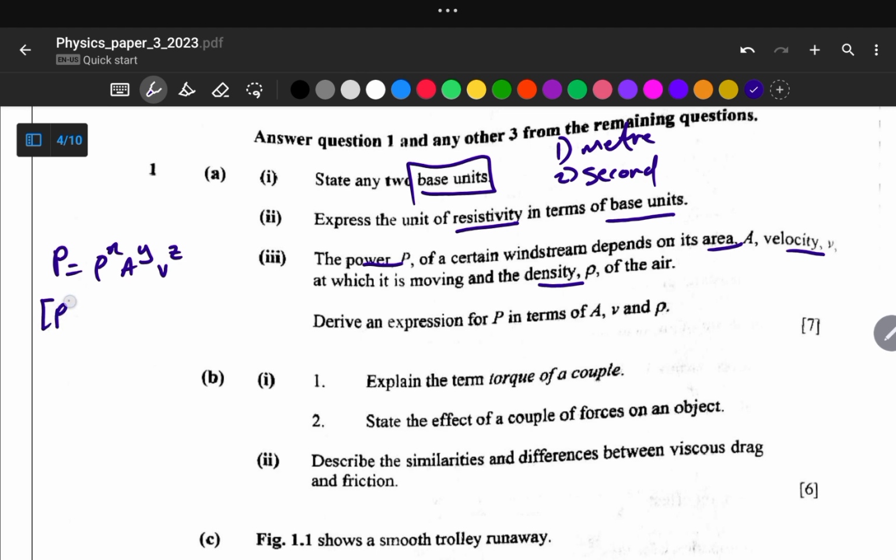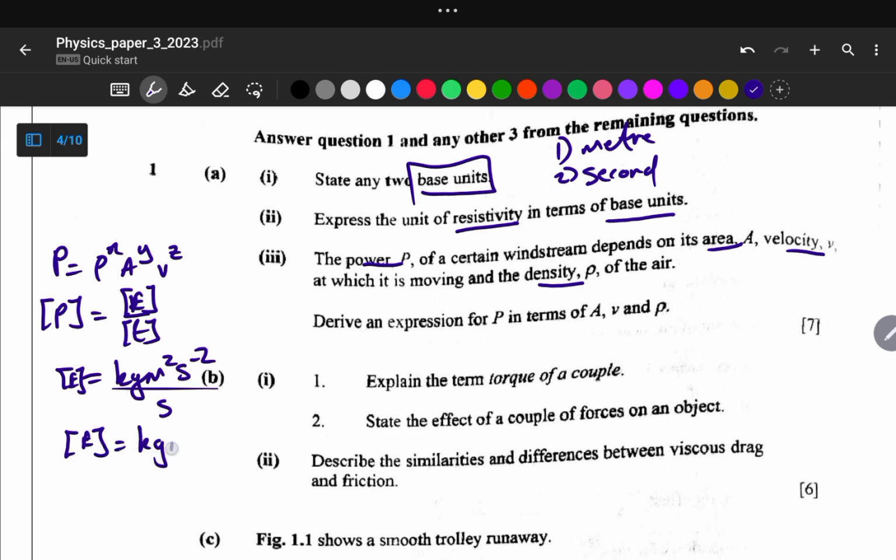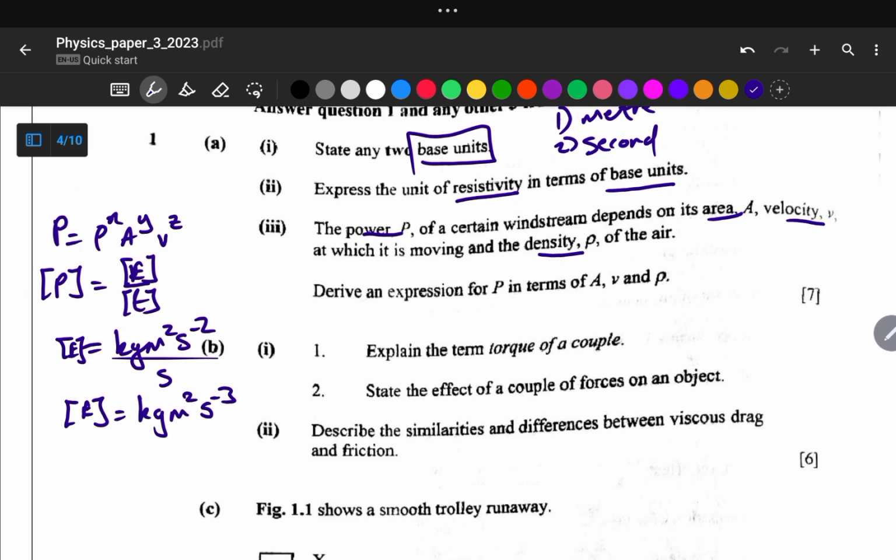So the base units of power, it is energy or work done per unit time. So it is the base units of energy per unit time, and the base units of energy, it is what? kg meter squared per second squared, like this, and you divide this by second. Therefore, the base unit of power is kg meter squared per cubic second. So this is the base unit of power.